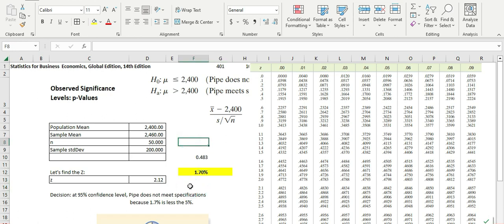So what else should I discuss? I think I've already discussed the p-values.